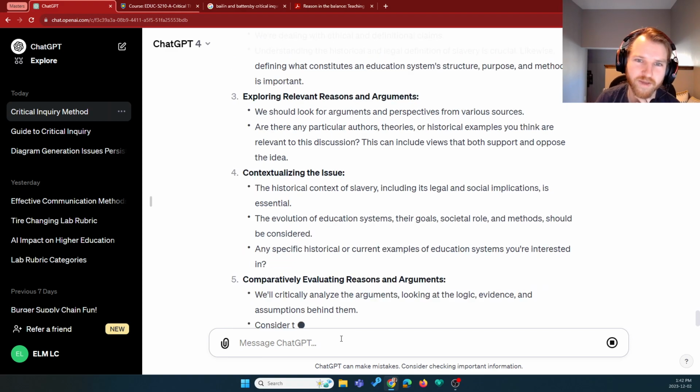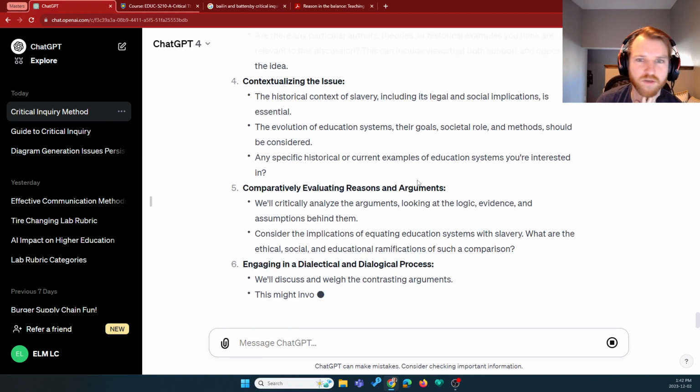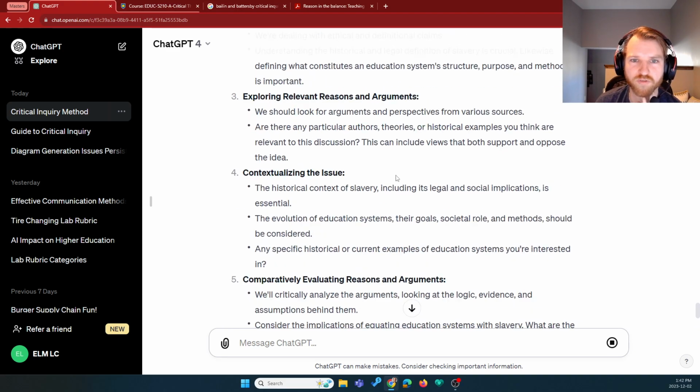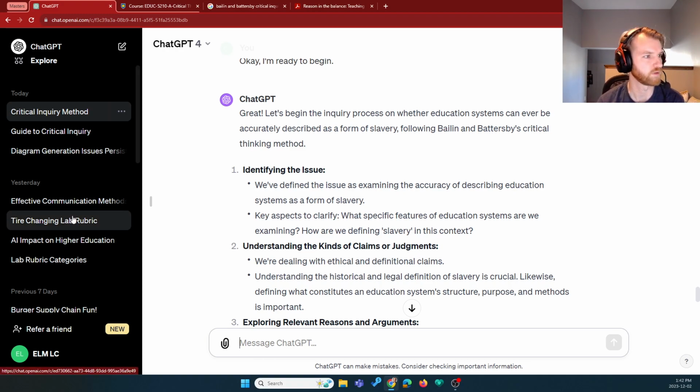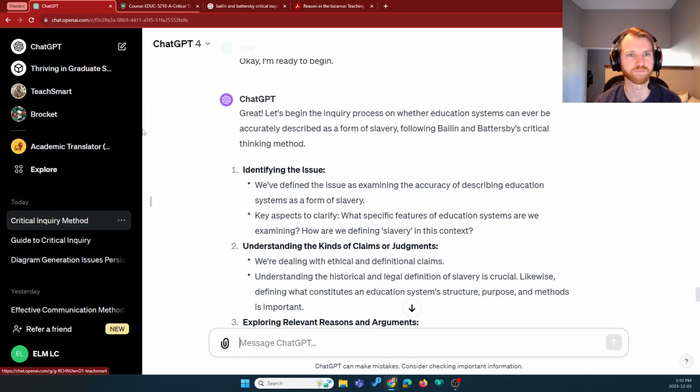Okay, so it's giving me the entire process again. So I think I need to be more specific and just ask it to say, let's just do part one, or let's just do the first step together. And I think what I might end up doing after trying this the first time is creating a specific GPT for this. So one of the newer features in ChatGPT is that you can create your own versions of ChatGPT where you essentially feed it a bunch of initial information.